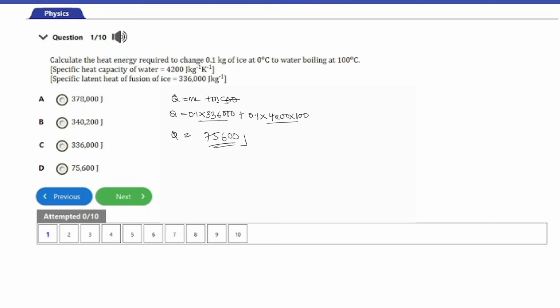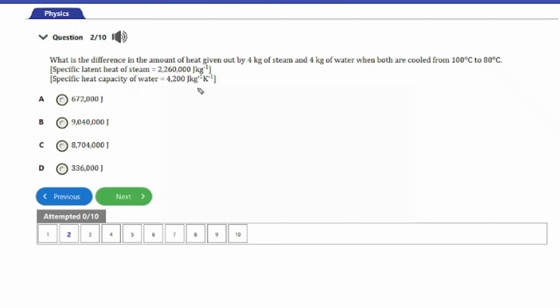So let's go ahead and consider the next question. The next question here is question number 2. It says, what is the difference in the amount of heat given out by 4 kg of steam and 4 kg of water when both are cooled from 100 degrees Celsius to 80 degrees Celsius? We are given the specific latent heat of steam to be 2,260,000 joule per kilogram, and we're also given the specific heat capacity of water to be 4,200 joule per kilogram per Kelvin.